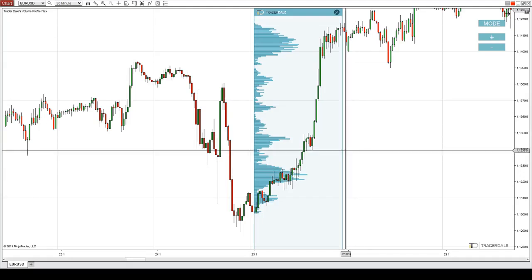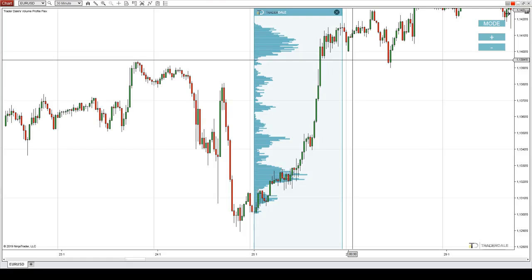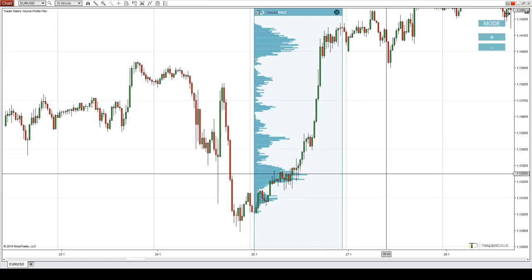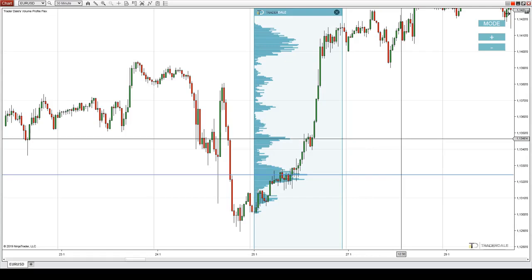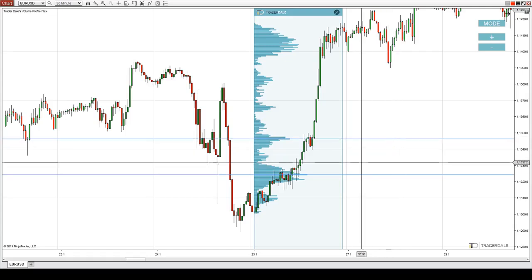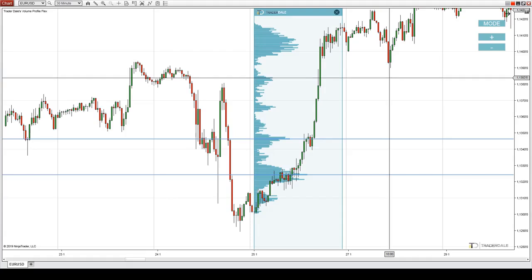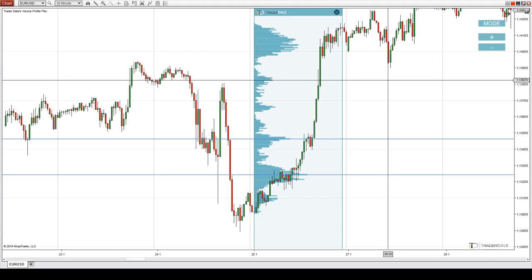So let's draw a line on every significant volume cluster in this uptrend. Let's start from the bottom. The first one will be in here. The second one will be in here. Now another one would be in here. This is the place where the volumes were the heaviest.